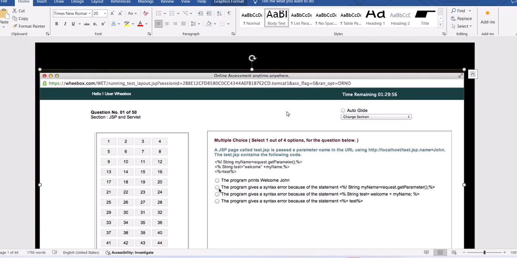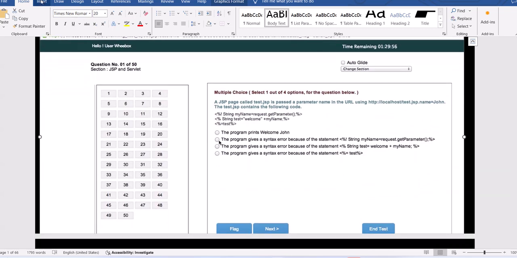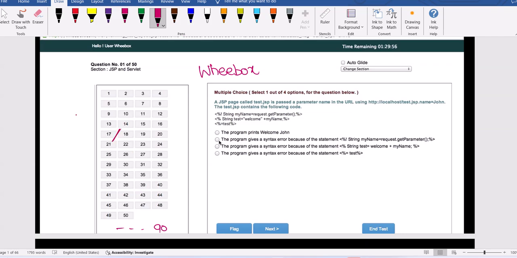Regarding the platform, this is how the Wheebox platform looks. You have questions 1 to 90 here, and you can click on any question. The first 17 questions are verbal, the next up to 35 are critical thinking and problem solving, then abstract reasoning, and so on. Or you can click here to get the sections list and select one.